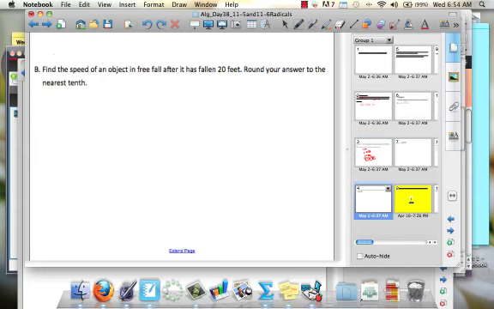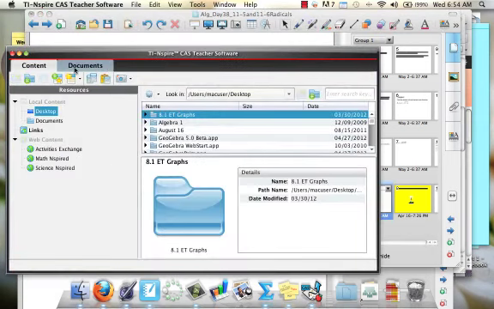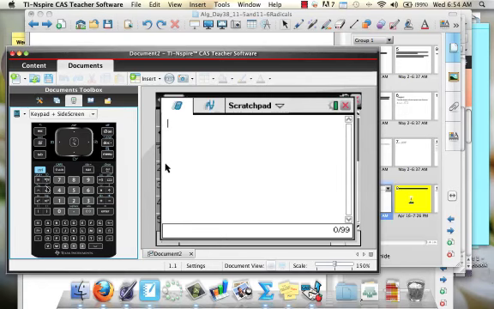Next we're going to find the speed of an object in free fall after it has fallen 20 feet. So that means x equals 20, and I'm going to do y equals 8 square root of 20, but we don't know what the square root of 20 is, and since it says nearest tenth, I'm going to go to my calculator and type in 8 times the square root, control and the little square root button, 20, and I'm going to press control enter, and that'll give me the decimal.